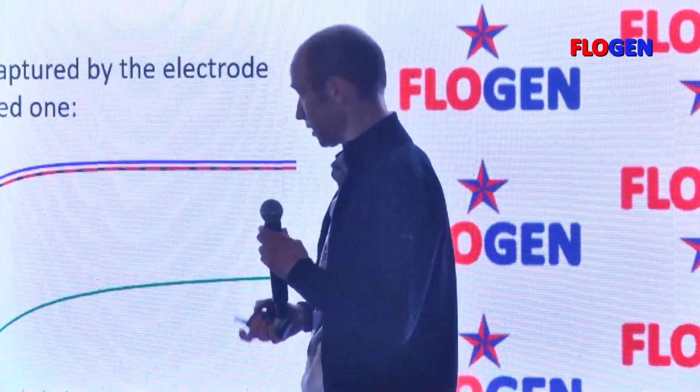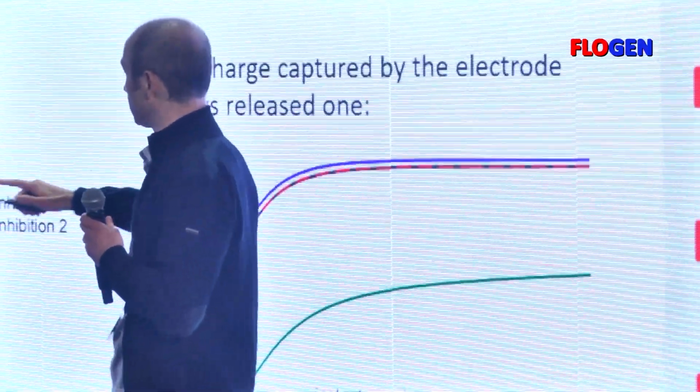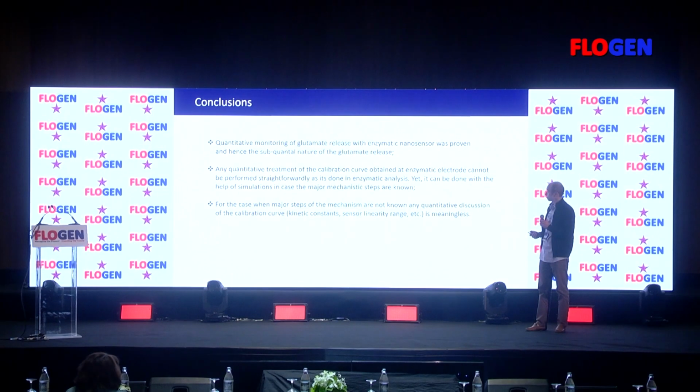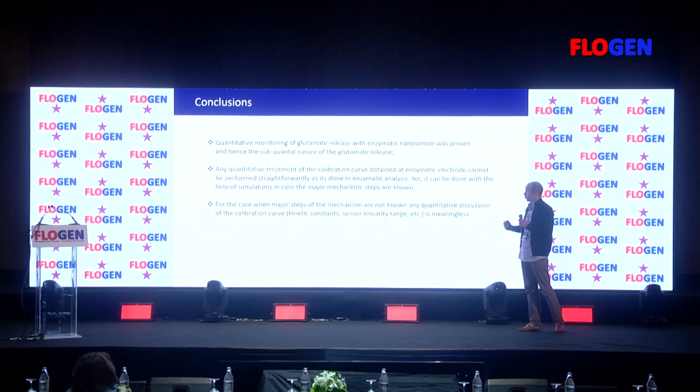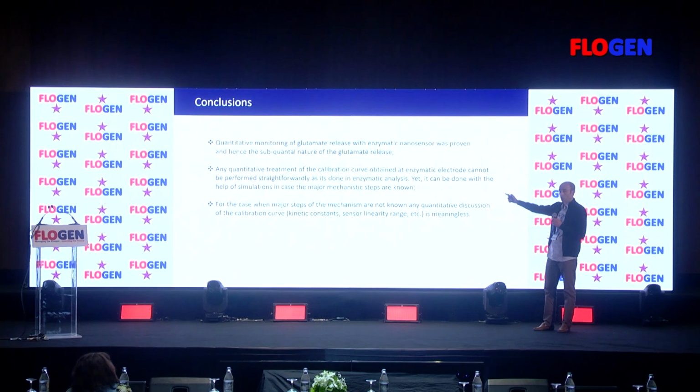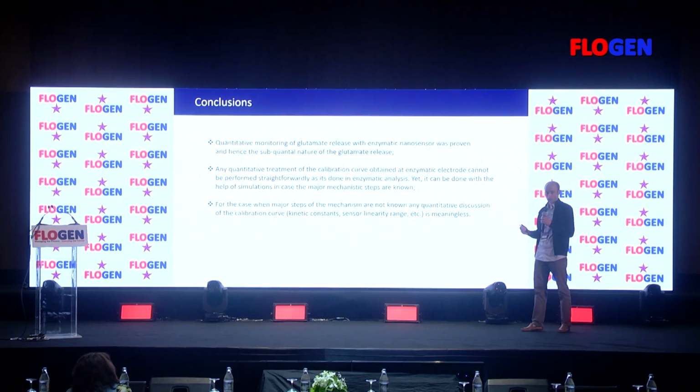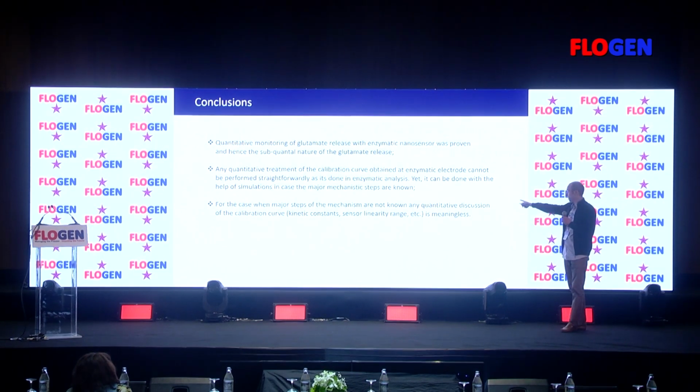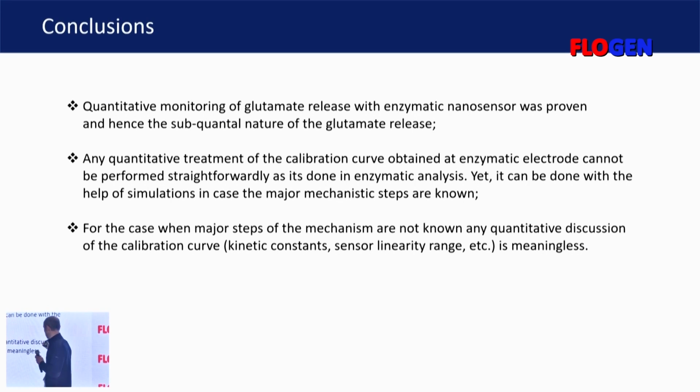And to conclude, with this modeling we show that indeed we can have quantitative detection of glutamate, and this evidently supports the point of view that the glutamate release is sub-quantal. But there are two other points: one should be extremely careful with the analysis of the calibration curve, and if the mechanism is not fully known, you cannot basically perform and extract any quantitative information from the calibration curve. Any quantitative discussion, like kinetic constants or sensor linearity range, will be greatly affected, and without doing this proper analysis, it is basically meaningless.